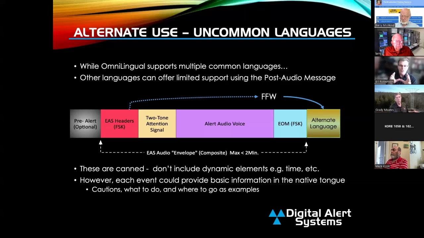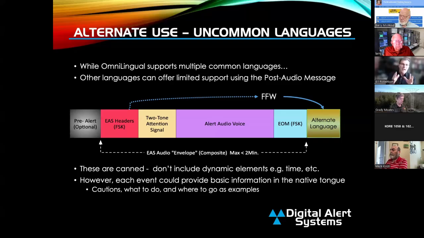All of those event codes have the text equivalents, and then what we do is blend in the time and the date and everything else, which is all part of the original EAS string. The time, date, the duration, those things are all blended into an omnilingual message. So that's good. It supports all those common languages. But we can also use other languages and offer limited support.